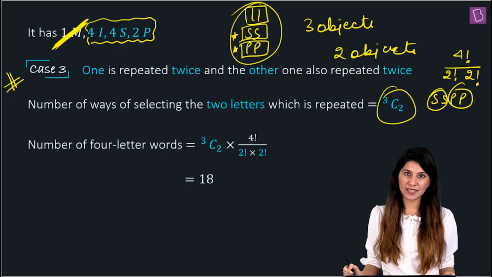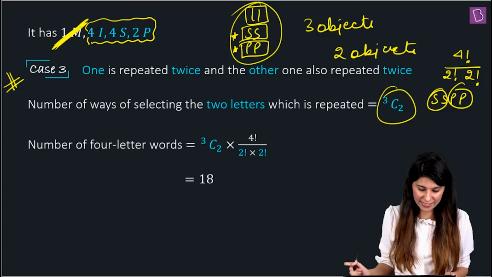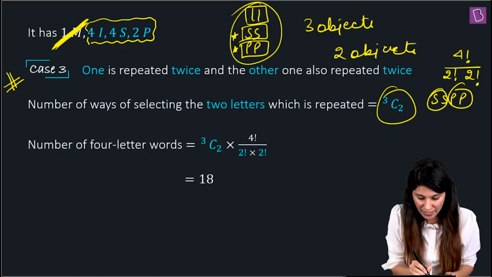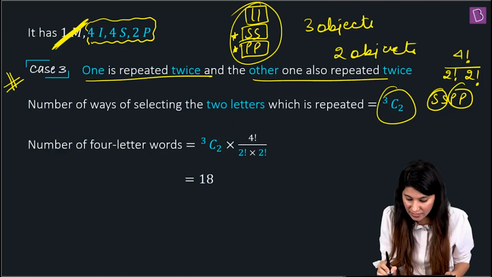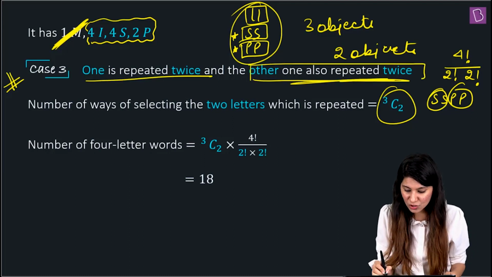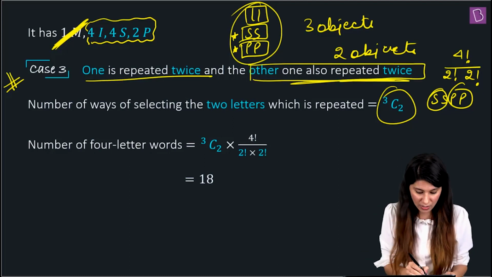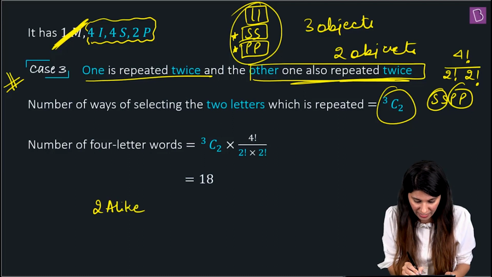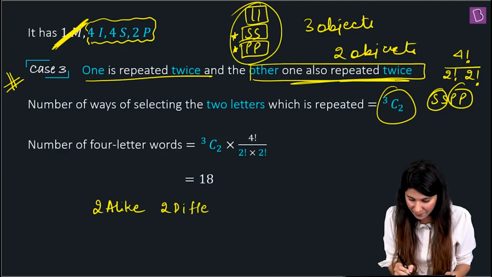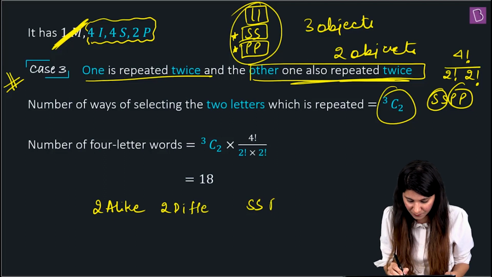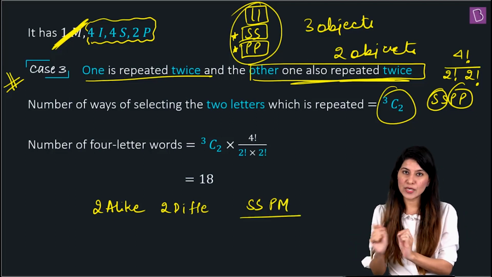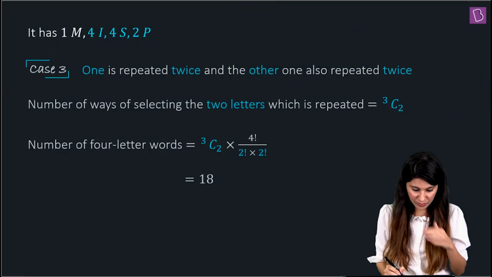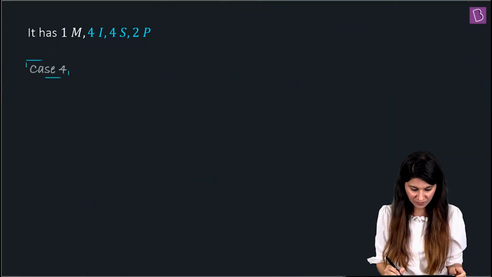This is case 3. Now again case 4, systematically how to think about this. So 1 is repeated twice. Let's mark it as it is. Now the other is repeated twice, we need to change this. The other is not repeated. So actually 2 alike and 2 different. I'll give you an example. For example, SSPM. 2 alike are there and the rest 2 letters are different, right? So case 4.